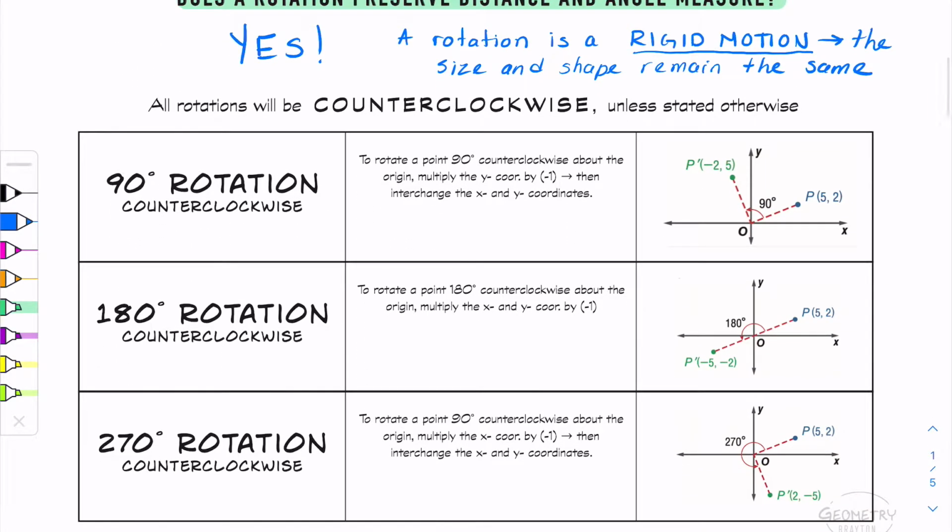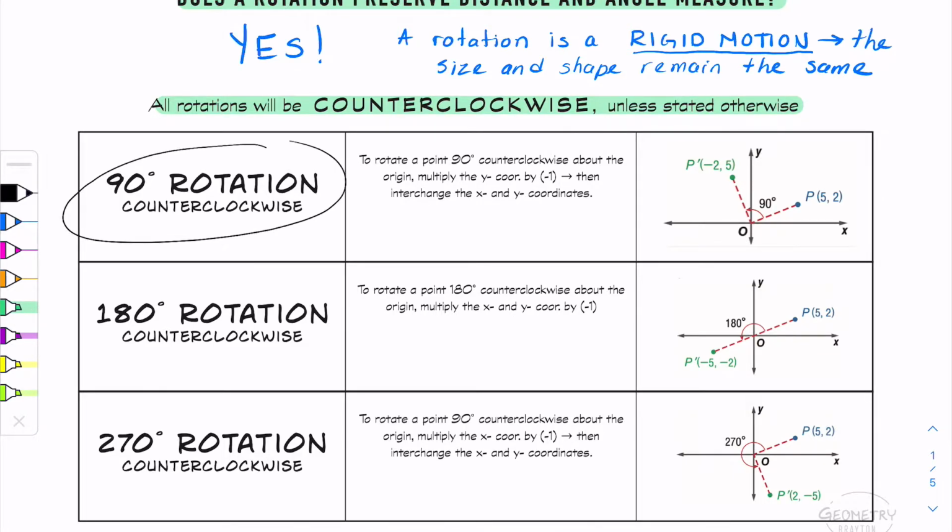So there's some rules that we need to follow. And one of the biggest rules, or one of the biggest topics of this entire lesson, is that all rotations will be counterclockwise unless stated otherwise. So every rotation moves counterclockwise without anything else being said. The only time it doesn't move counterclockwise is if you see a direction somewhere that tells you to move it clockwise. And you'll see when we start going through examples what I mean by that.